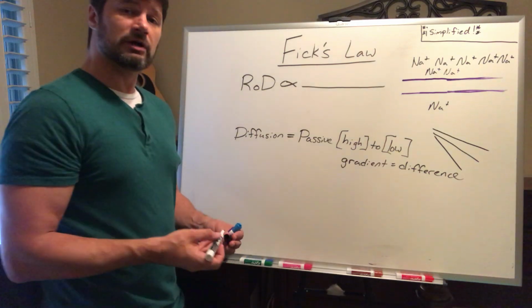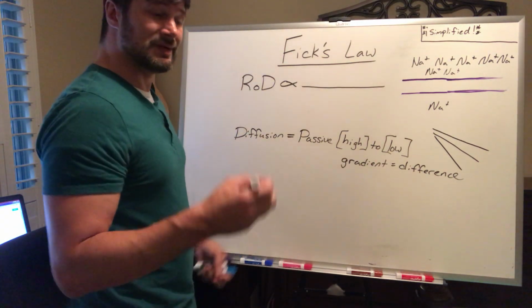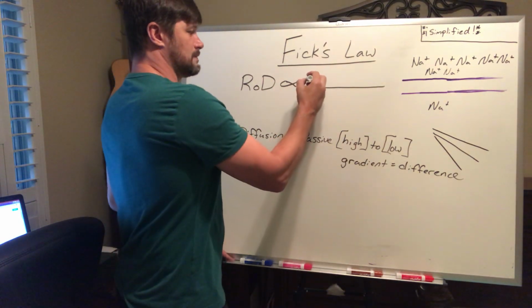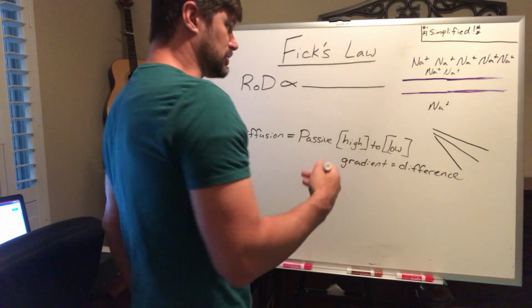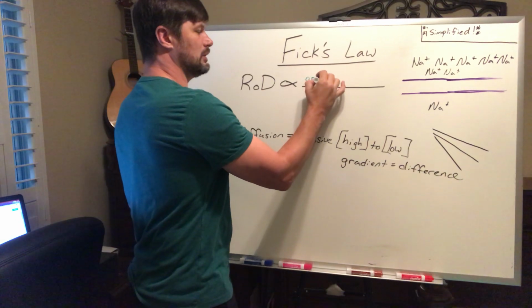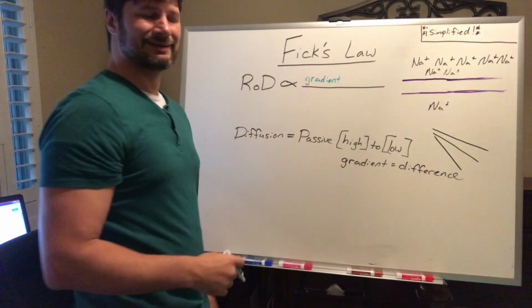So the first variable that is going to impact the rate of diffusion is the concentration gradient, or just the gradient, because we're not always dealing with concentration. Sometimes we're dealing with partial pressures and all that other stuff. So the first portion of the equation we need to think about is the gradient of whatever we're looking at.